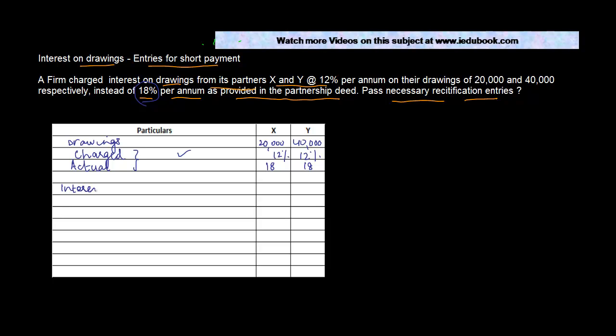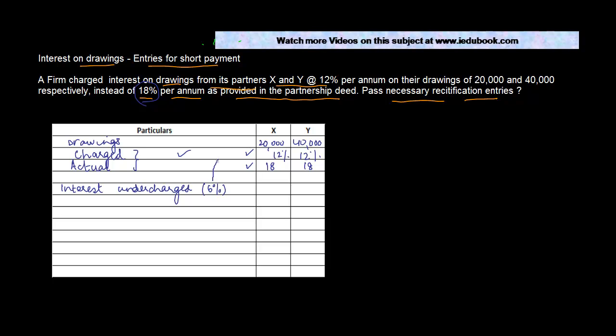Interest under charged. Now there are two ways to do it. You can find out the actual, find out how much has been charged, and then find out the difference between the two. Or the simpler way of doing it is that you were supposed to charge it at 18, but you charged it at 12. So how much less you have charged? You've charged less by 18 minus 12, or 6%.